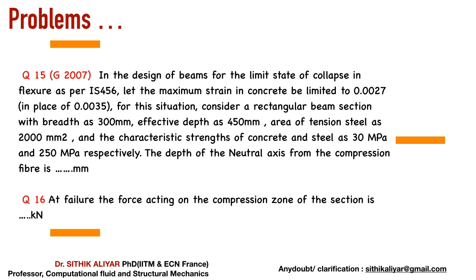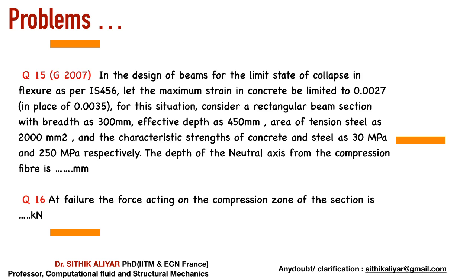They have not given the bar; they have given directly the AST value, an fck value of 30 MPa and an fy value of 250 MPa. So they are asking: if I change the strain value, what will be the depth of the neutral axis from the compression fiber, meaning from the top?